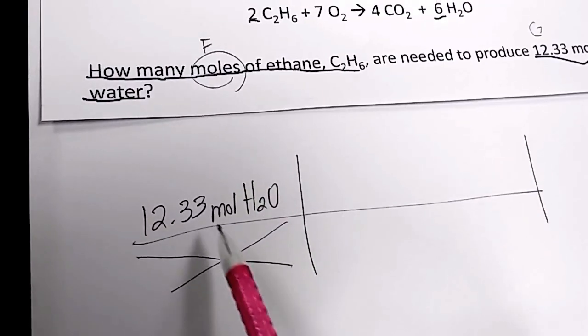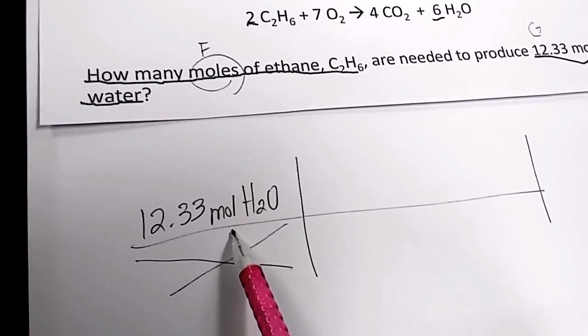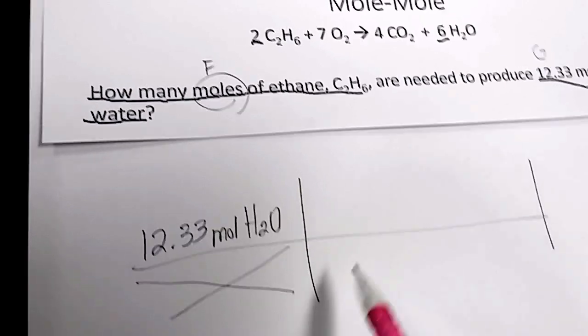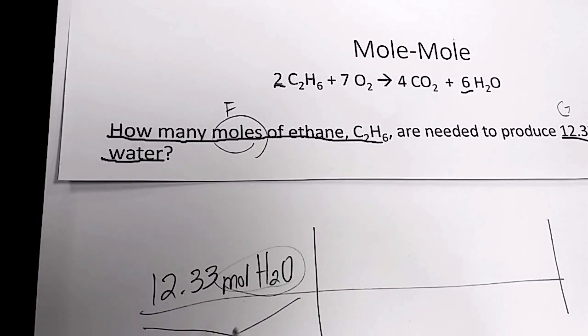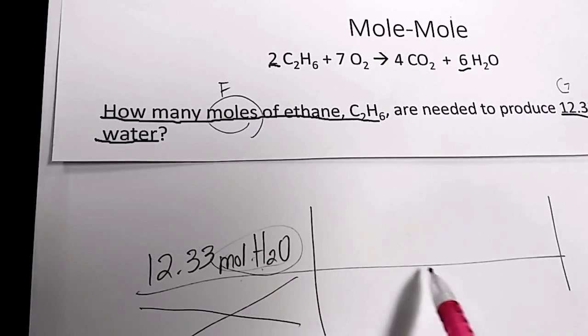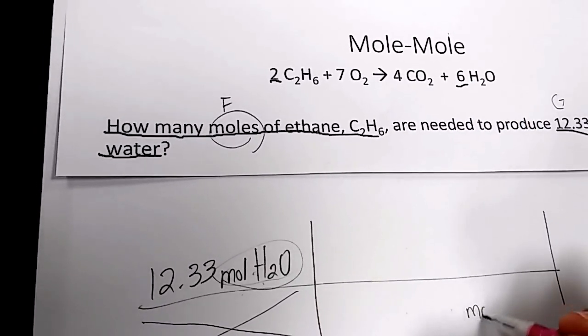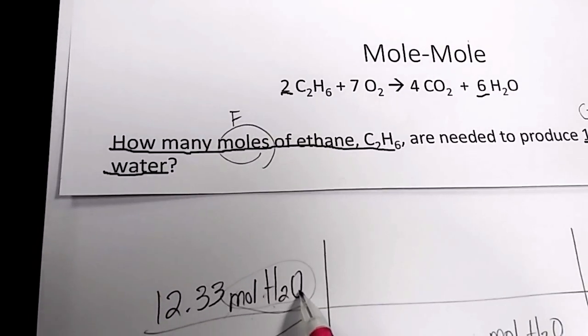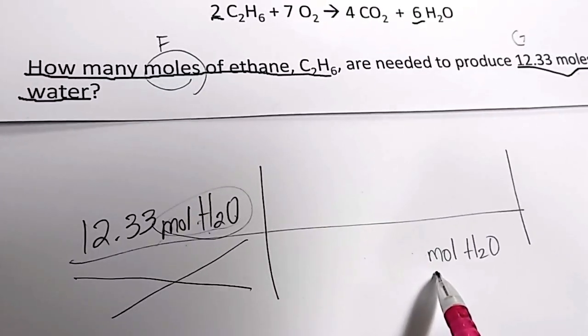I'm going to tell you that whenever you start with moles, the next step is going to be one that has moles on top and moles on the bottom. Not only that, but our given also tells us what we're going to write diagonally. So if this says moles of H2O, this has to say moles of H2O, or whatever yours says. So if yours says moles of carbon dioxide, then this would be moles of carbon dioxide.